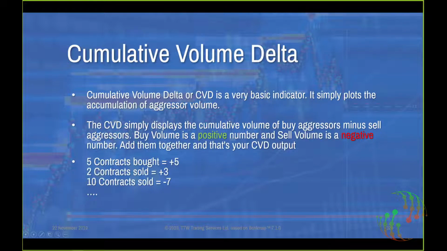The CVD is a very basic indicator. It simply plots the accumulation of aggressor volume. The CVD simply displays the cumulative volume of buy aggressors minus sell aggressors. Buy volume is a positive number and sell volume is a negative number. Add them together and that's your CVD output. So if you buy 5 contracts and you sell 2 contracts, you get +3 in this case, and if you sell another 10 contracts, you get -7.